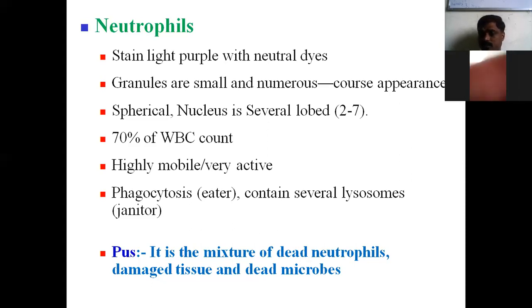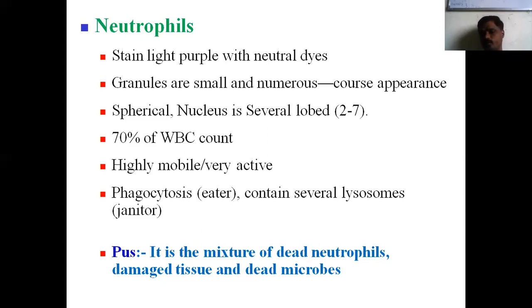Lysosomes, as you know very well, secrete hydrolytic enzymes for destroying. So pus inside the body, when there is a wound, pus is formed. It is the mixture of dead neutrophil cells, damaged tissue and dead microbes, which comes out in the form of pus after the neutrophil cells destroy them. So this is the actual mechanism of the neutrophil cell.